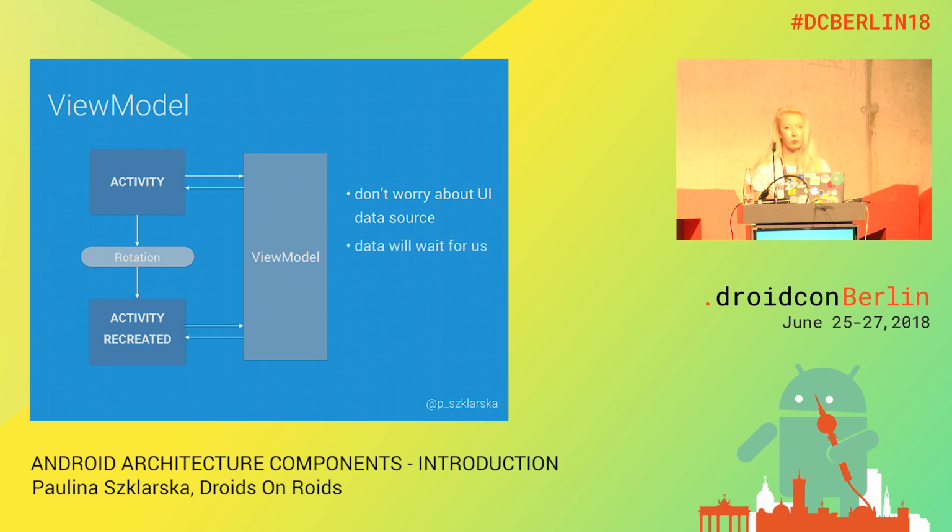So for example, if we make some call to an API and the result is back before the activity is recreated, then we know for sure that the data will wait for us in a ViewModel, and we can use it after the activity is recreated. And the data will always be updated even after the activity is recreated, as I said.